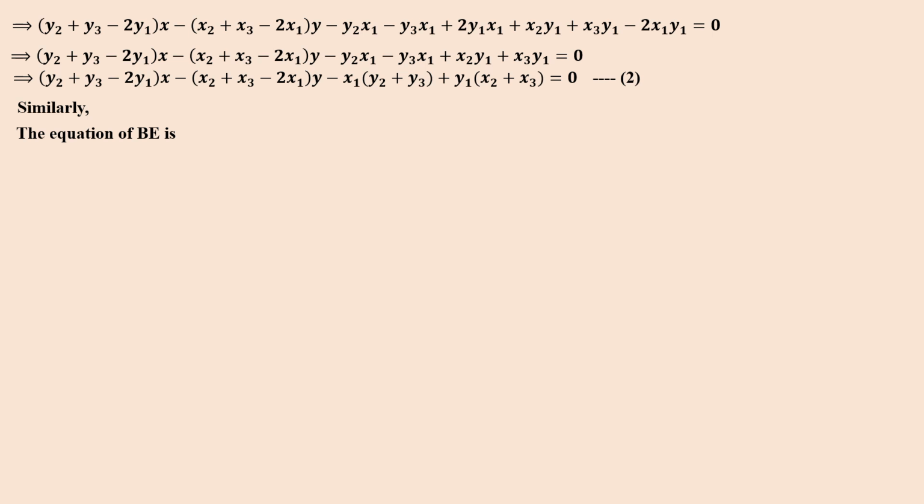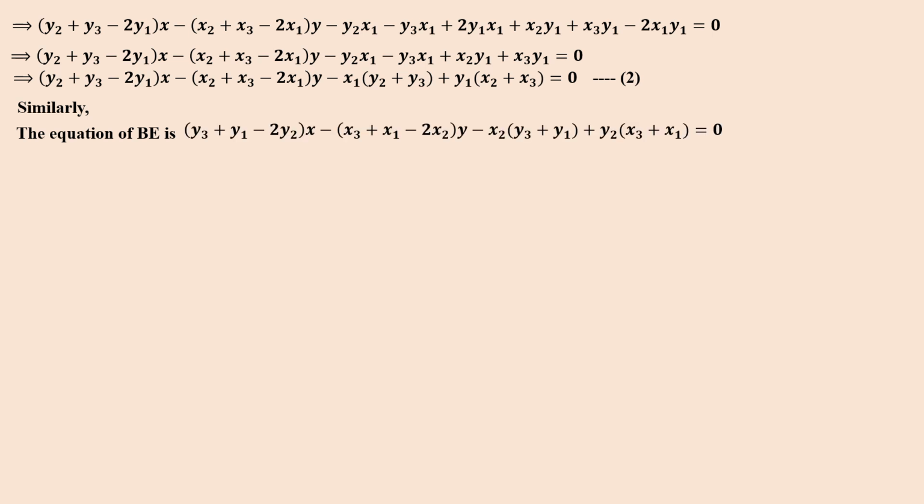So the equation of B: write it in the cyclic order. If you have suffix 1, then replace 1 by 2. If you have 2, replace 2 by 3. If you have 3, replace 3 by 1. This is the cyclic order. So if you have y2, you put y3; if you have y3, you put y1; if you have y1, you put y2. So you will get the next equation easily.